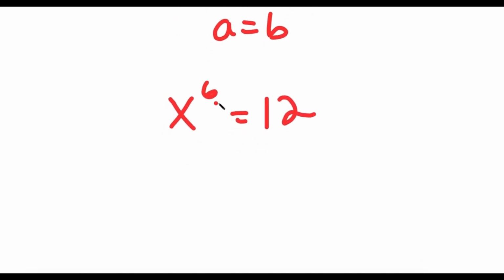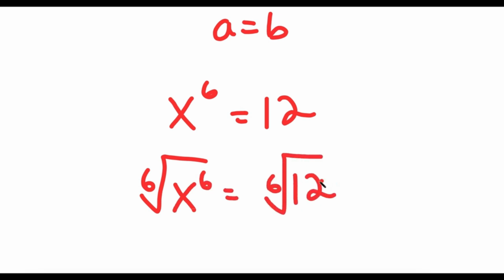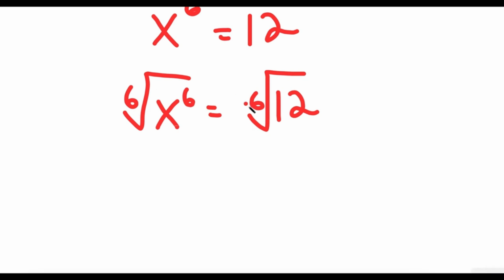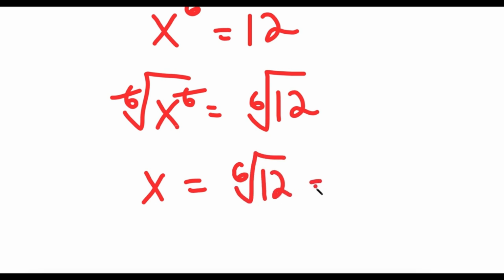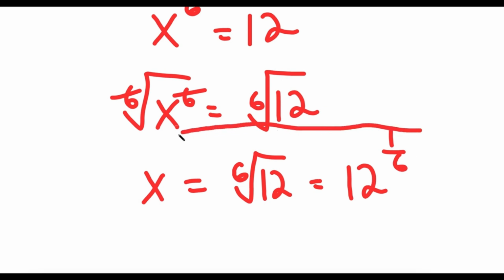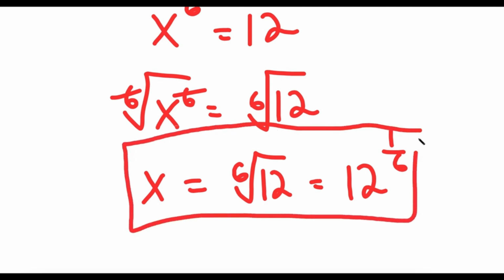So now we want to get rid of this power of 6, so I'm going to take the 6th root on both sides. So I get the 6th root of x to the power of 6 is equal to the 6th root of 12. Now the 6th root of x to the power of 6 is simply just x. So I get x is equal to the 6th root of 12, which is the same thing as 12 to the power of 1 over 6. So either of these two work. So this is my answer to this problem.